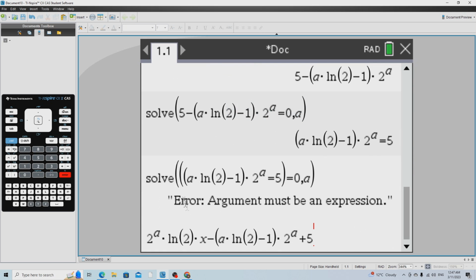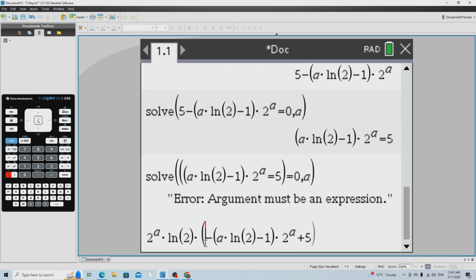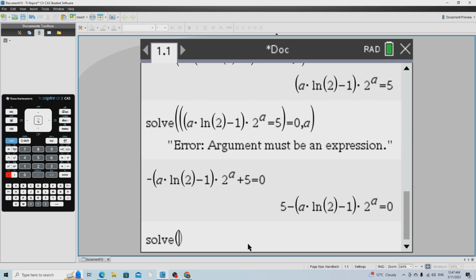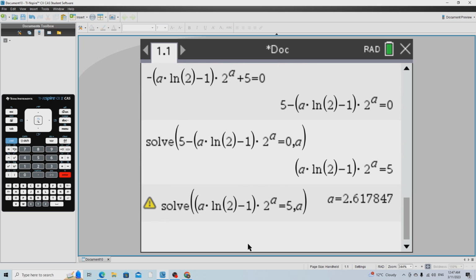So take this, if I sub in 0 here, it will cancel all this out. We'll be left with that, and we want to let that equal 0. And so we want to solve this, answer, comma a. Okay, now we get the value of a. So the value of a is this.